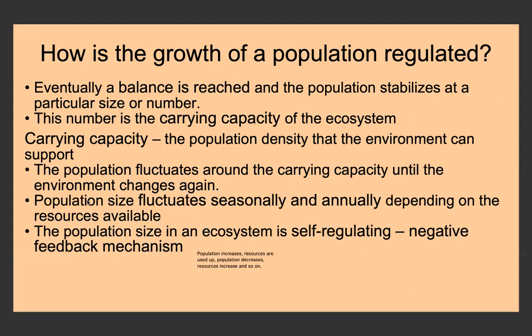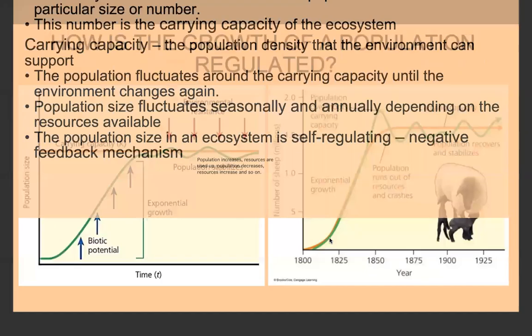The population size in an ecosystem is self-regulating, so it's a negative feedback mechanism. It doesn't need another factor to regulate it. As it increases, the resources are used up, so the population decreases. As it decreases a little bit, there are now more resources, allowing it to increase, and it'll eventually fluctuate up and down. That's why we say it's self-regulating.